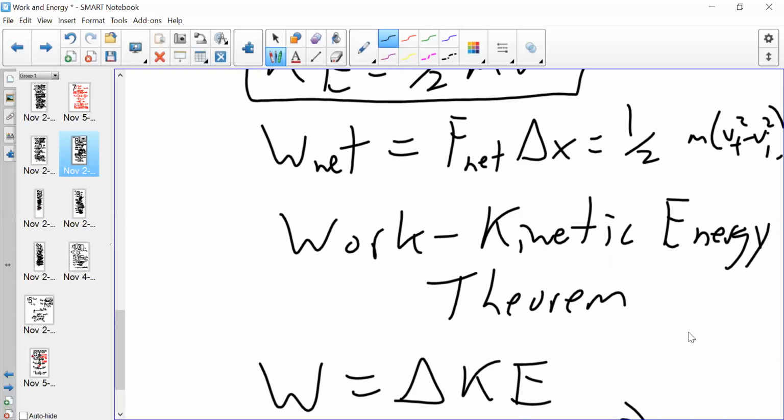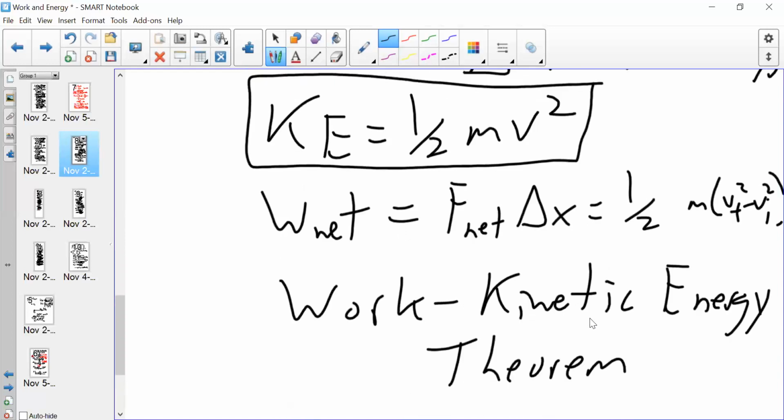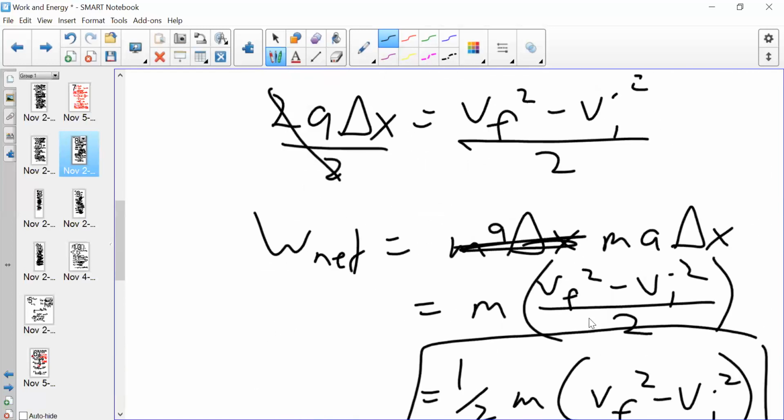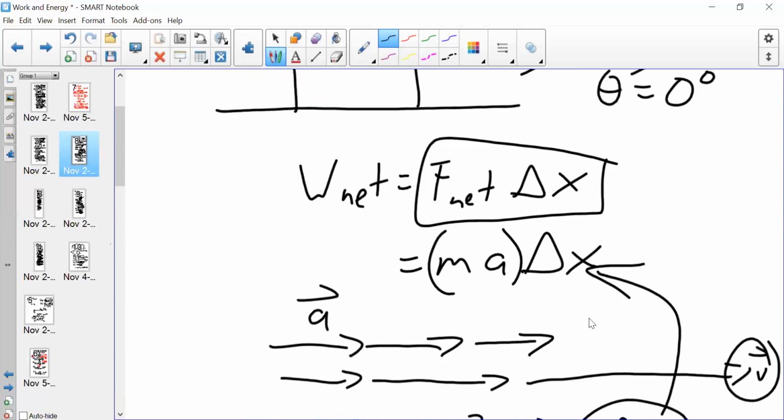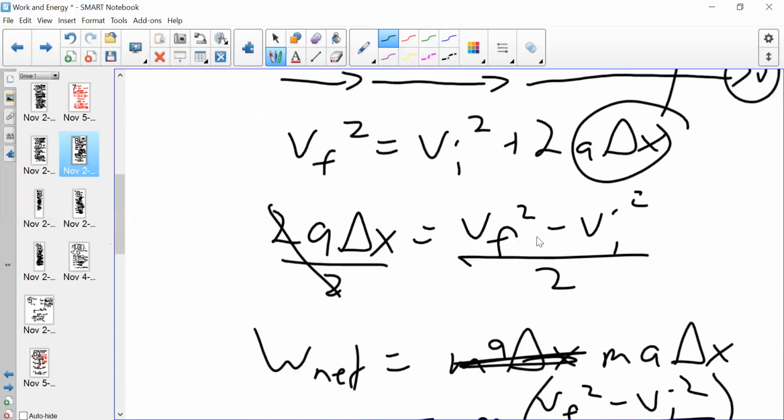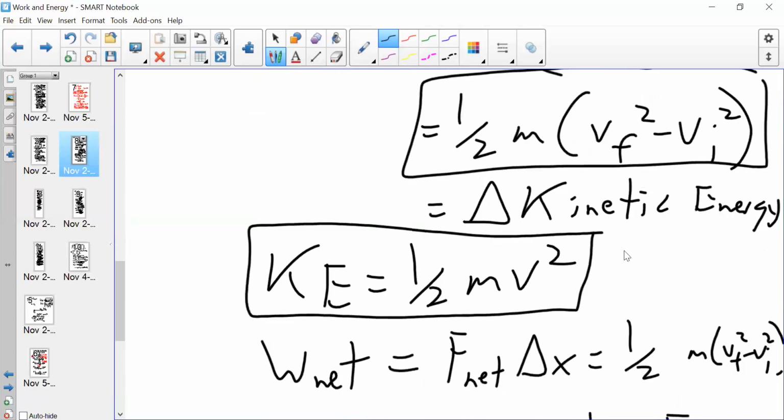So, step by step. Questions on the parts here? We follow from the top the derivation of work into F net delta x into change in kinetic energy.